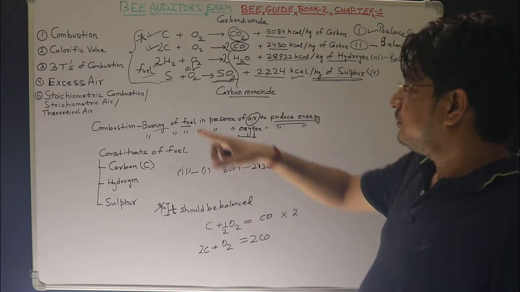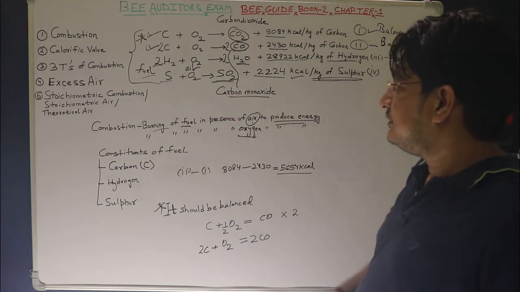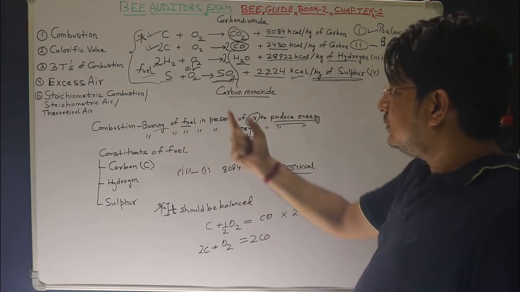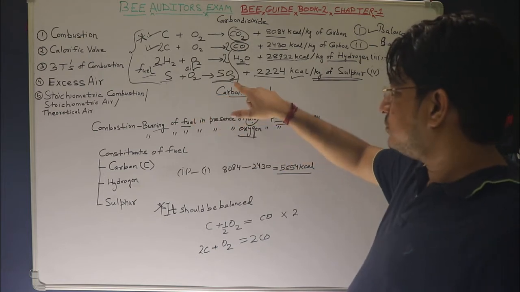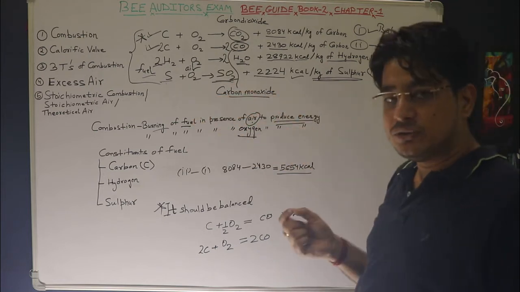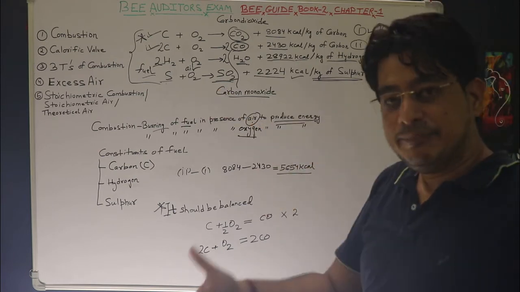Now equation 4. The quantity of sulfur on the left hand side is 1. The quantity of sulfur on the right hand side is also 1. The quantity of oxygen on the left hand side is 2, and the quantity of oxygen on the right hand side is also 2. So we can say that this equation is automatically balanced.